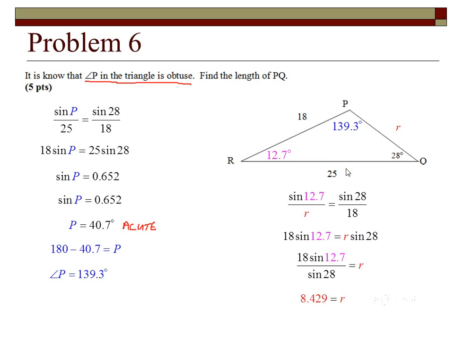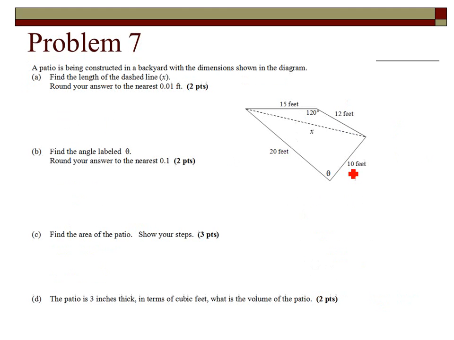Okay, our last problem was the application problem. A patio is being constructed in a backyard with the dimensions shown in the diagram. It says find the length of the dashed line x. Well, I might be looking at this triangle to figure out x, or I could look at the triangle above. Well, I've got side, angle, side right here. So that tells me I can use the law of cosines to find x.